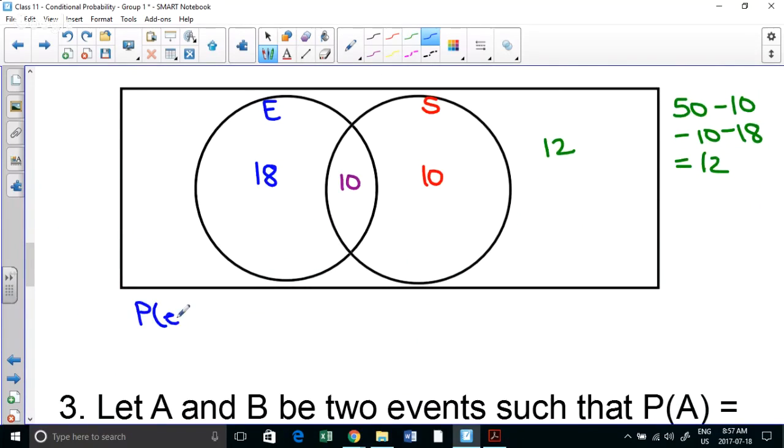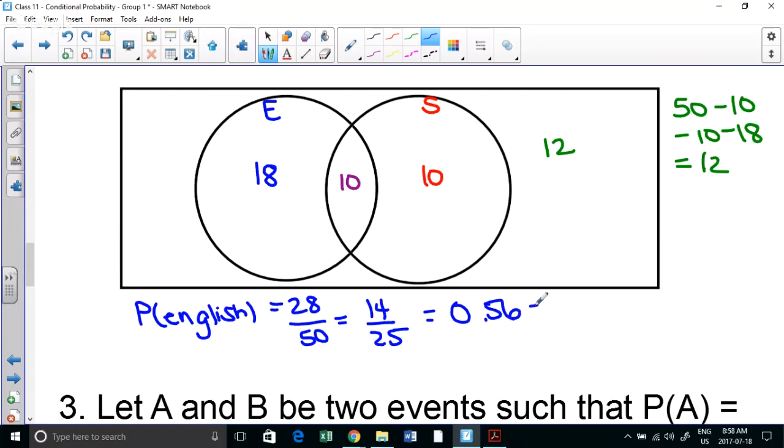So the probability of English, which, like I said, we really didn't need to answer this question, but we can just do it anyway. So here we get 14 over 25. Which, if you want, you could write as 0.56 or 56%. Really doesn't matter.